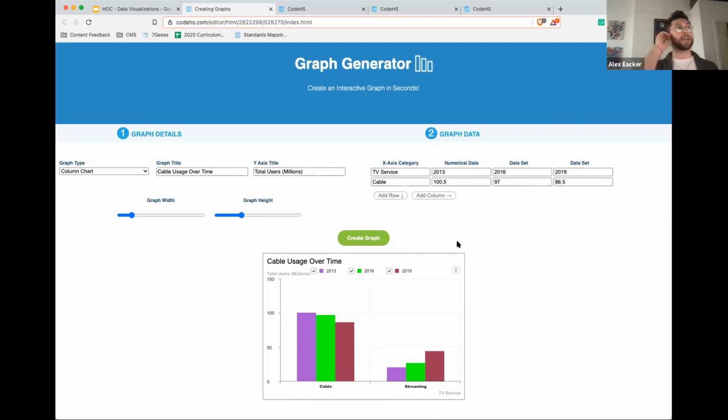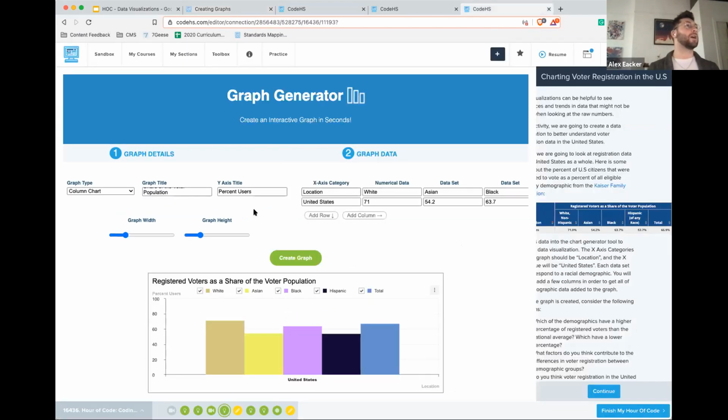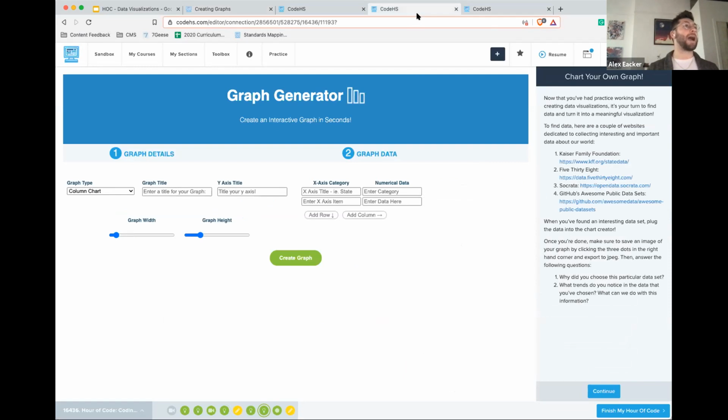So I highly recommend going to this chart your own graph, creating your own visualization, and then exporting that image and actually sharing that image with us at CodeHS so we can see some of the cool visualizations that you create, either as a bar chart or as a line chart or a pie chart, because those are some of the other options that you can play around with. So, moving forward, if you still have time, I'd highly recommend trying to create your own graph.